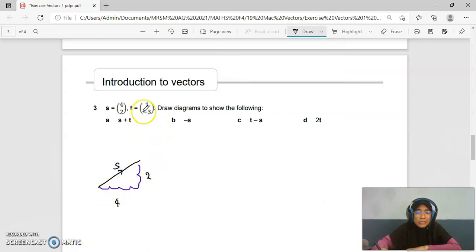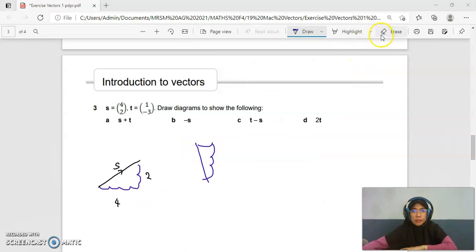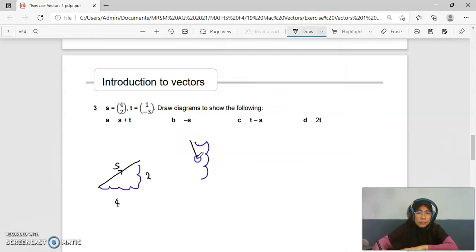How about vector t? t is (1, -3): 1 to the right and 3 downwards. So we draw 1 to the right and 3 downwards, 1, 2, 3. This is the vector t. Okay, 1 to the right and 3 downwards.